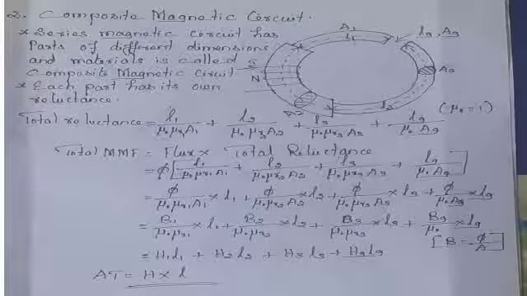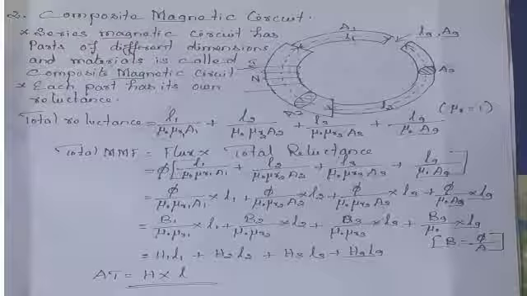So the second one is the composite magnetic circuit. What do we mean by a composite magnetic circuit? It consists of two or more magnetic materials with different dimensions. A series magnetic circuit that has parts of different dimensions and materials is called a composite magnetic circuit.